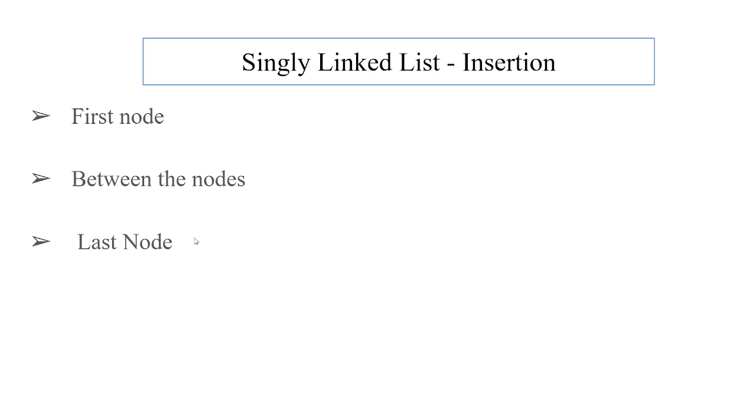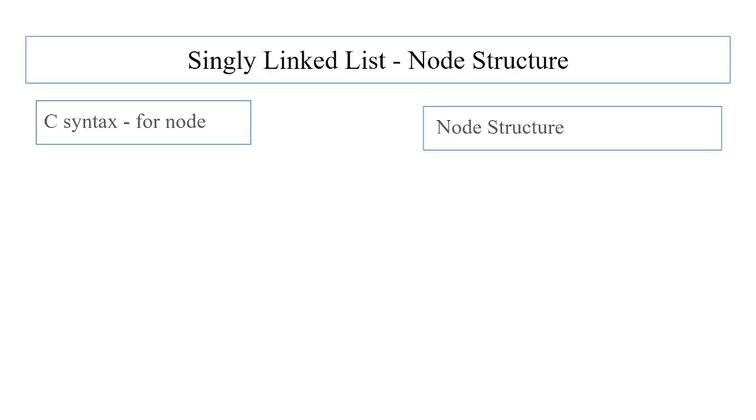Before doing these operations, first we will understand the structure of a node along with the C syntax. You can create a node with two fields. One field can be used to store your data, and the other, the reference field, can be used to point to the address of the next node.